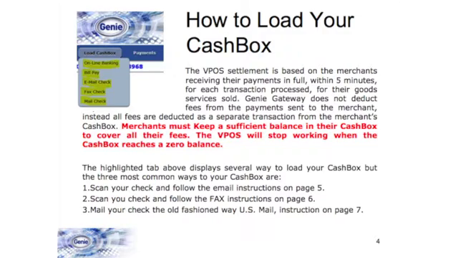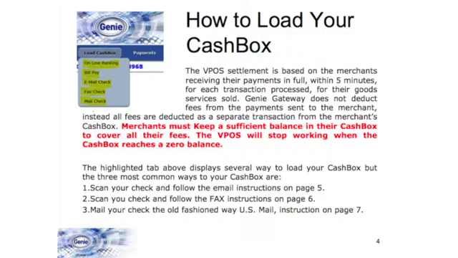Merchants must keep a sufficient balance in their cash box to cover all their fees. The VPOS will stop working when the cash box reaches a zero balance. The highlighted tab above displays several ways to load your cash box, but the three most common ways to load your cash box are: scan your check and follow the email instructions on page 5.